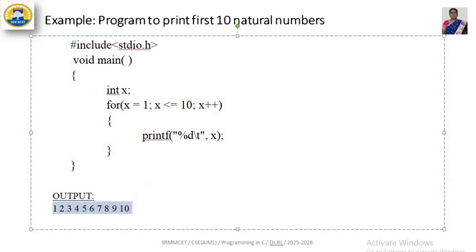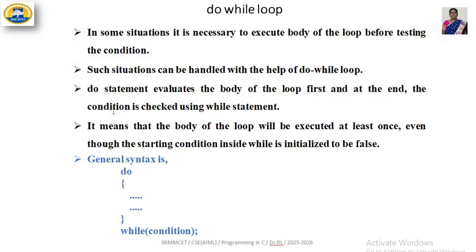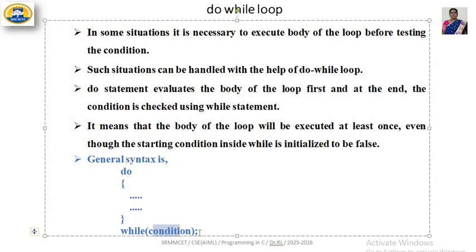Next, another looping statement in C programs, the do while loop. In some situations, it is necessary to execute the body of the loop before testing the condition. Such a situation can be handled with the help of the do while loop. The do statement evaluates the body of the loop first. At the end, the condition is checked using the while statement. So it means that the body of the loop will be executed at least once, even though the condition inside the while is initially false.